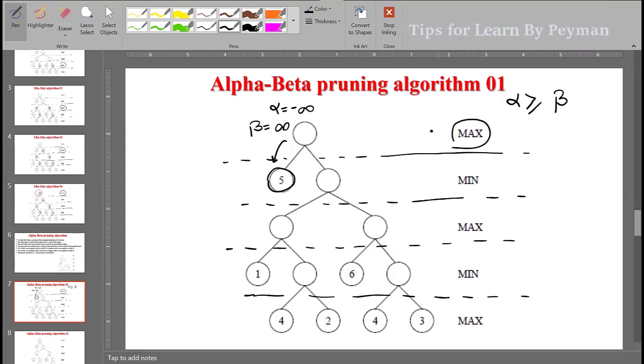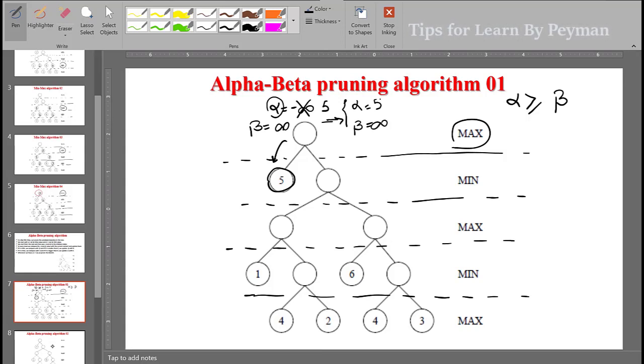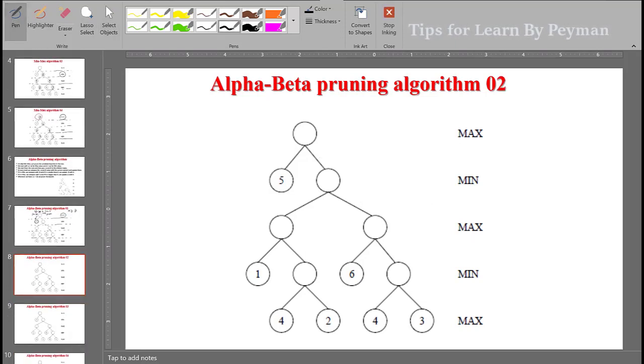In the maximum value, as I told, we check for the alpha and we choose between minus infinity and 5. Which one is the bigger one? 5 is bigger, so alpha would be updated to 5 here. Means we change the alpha to 5 and beta to infinity. So in the next level we have alpha equal 5, beta equal infinity here.